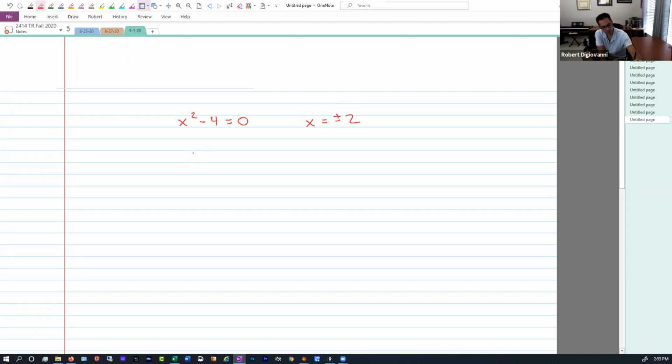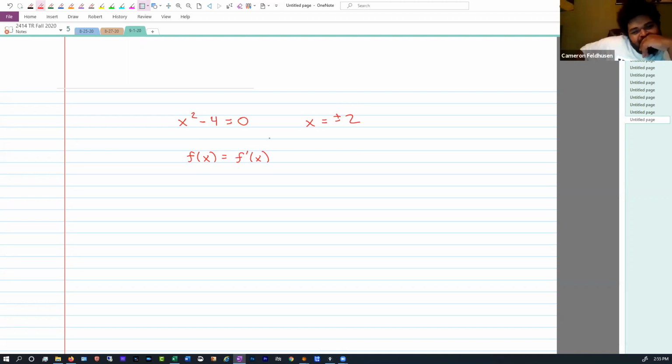What if I told you I wanted you to solve this equation? It's a function equals its own derivative. Is that an equation? You see an equal sign? Yes. Okay, so it's an equation, right? I'm asking you to tell me if you can solve this equation, if you can give me an example of a function that is equal to its derivative.